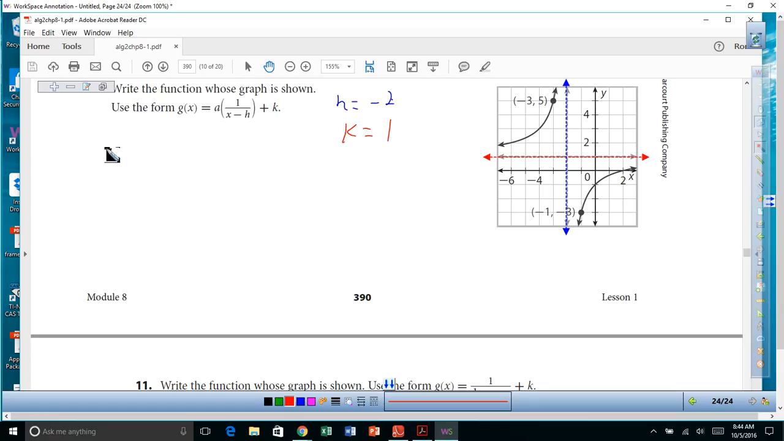So what do we got? We've got g of x equals, and we're going to be looking for the a.